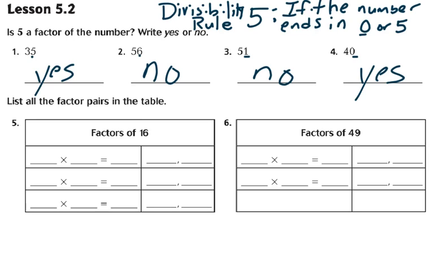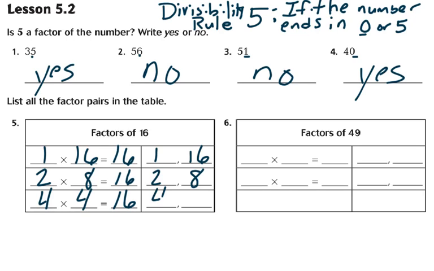Then I had to find my factor pairs for these numbers. I always start with 1 and my number, and that's my factor pair. 16 is an even number, so it's divisible by 2. 2 times 8 gets me 16. And then I have to think, is it divisible by 3? No, it's not. How about 4? Yes, it is. 4 times 4 gets me 16. And I only have to write 4 once because it only counts as one factor.